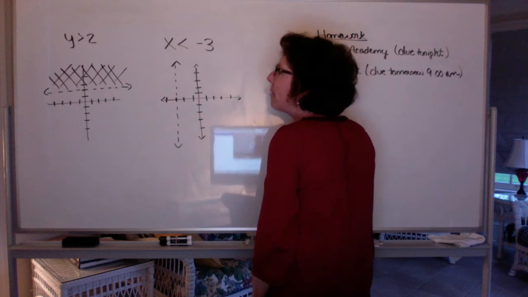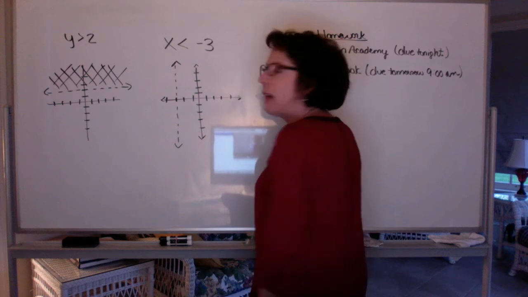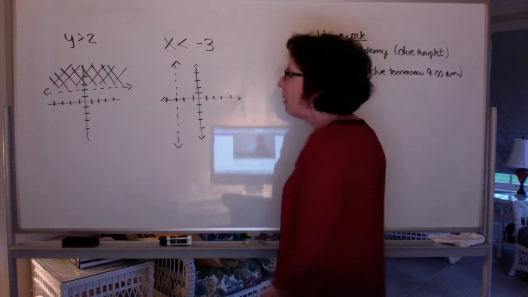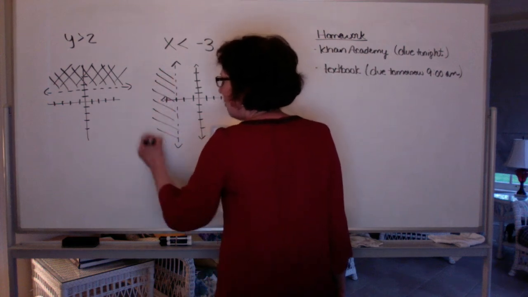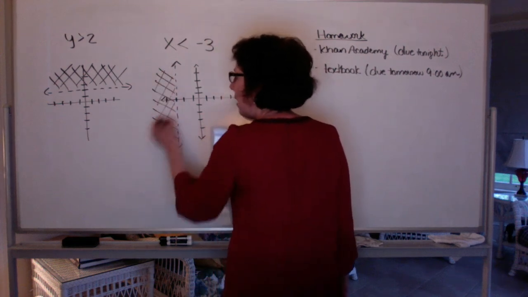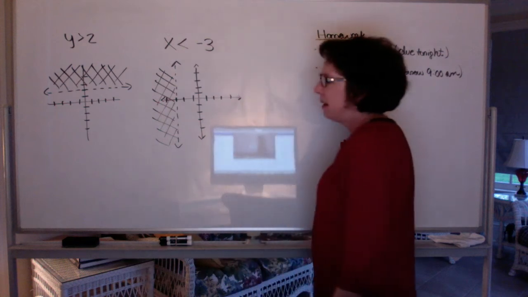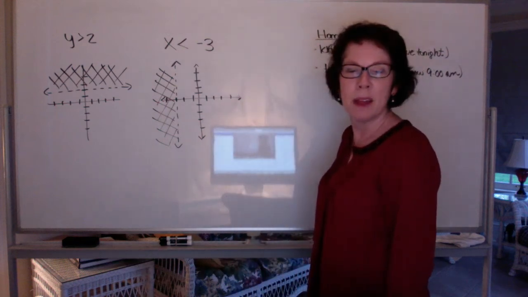Now, I want to graph the half plane where all x values are less than negative 3. So, of course, that is going to be to the left of negative 3 on the axis there. Okay, so there we go.